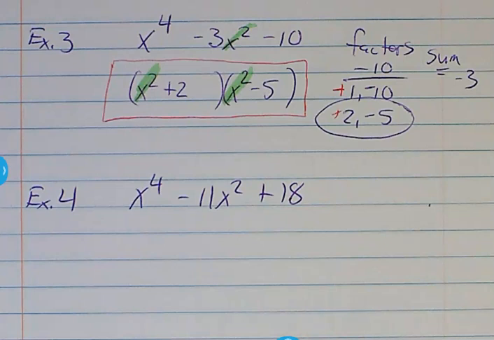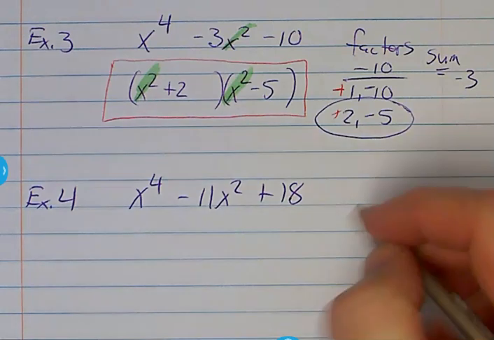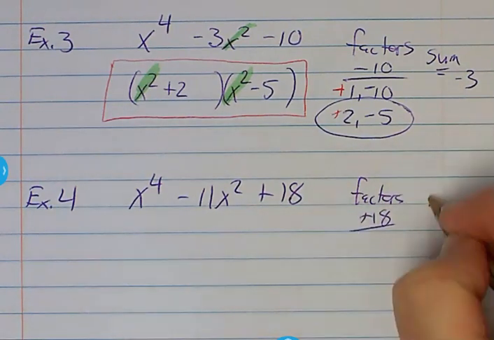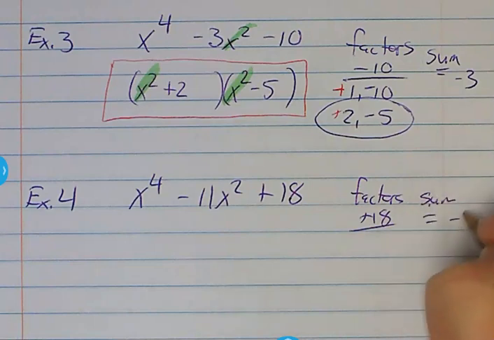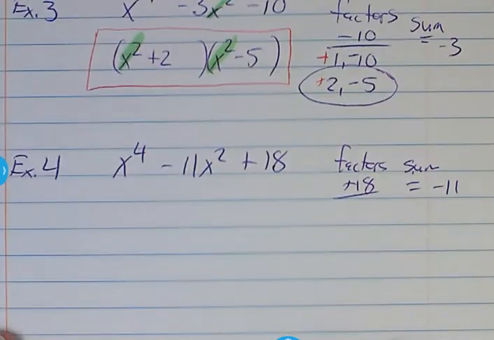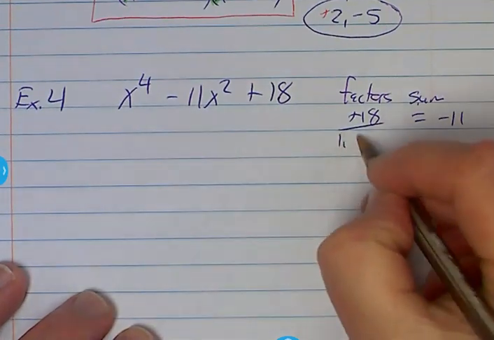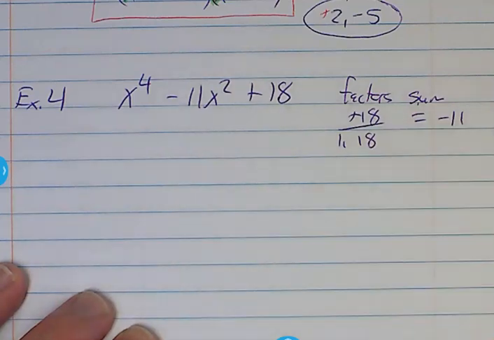Okay, still 3 terms. So we're still in the trinomial thing. We still got the shortcut on this one. We're looking for the factors of a positive 18, where the sum is going to equal negative 11. Okay, we'll go through our list again.